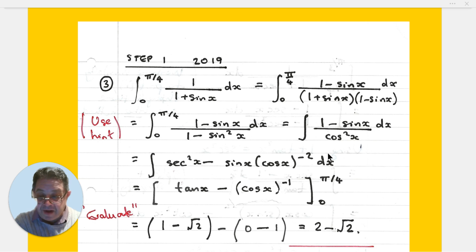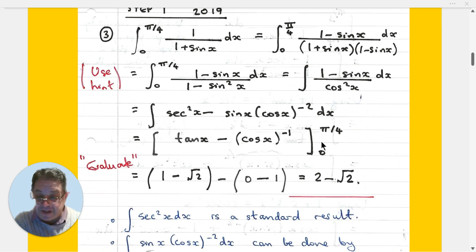And then we can recognise, hopefully, those two integrals. Sec squared integrates to tan, one of the famous things we know about sec squared. And the other one we can do by inspection, or you might call it the reverse chain rule. It gives us cos x to the minus 1. We then put in our limits. Hopefully we know what the limits are.